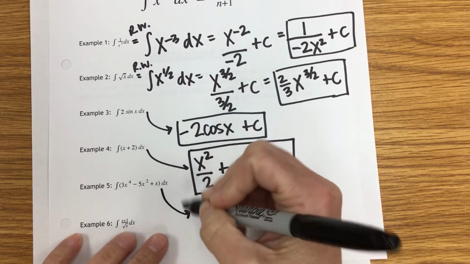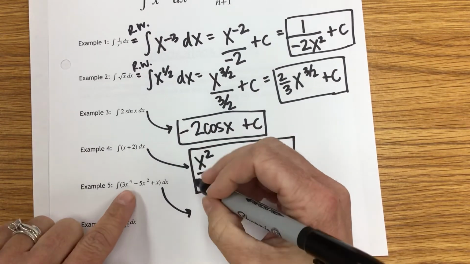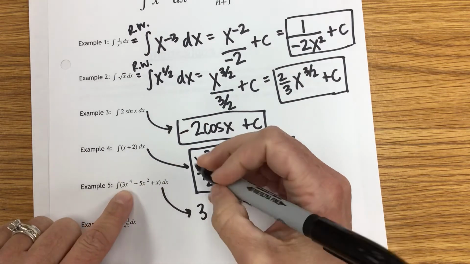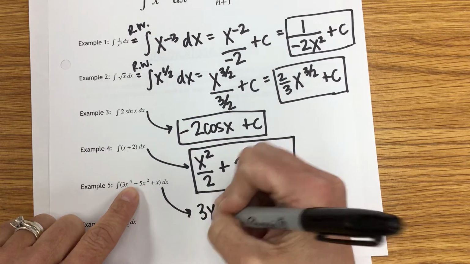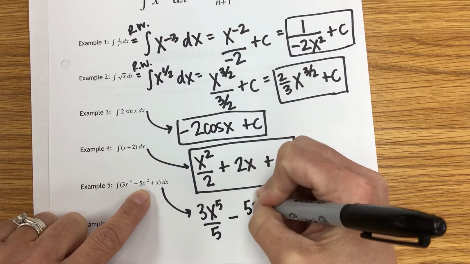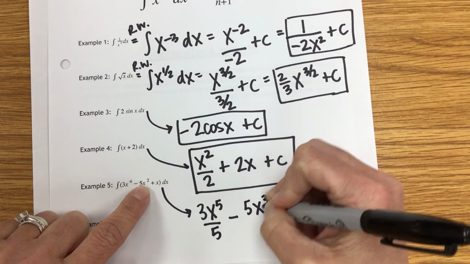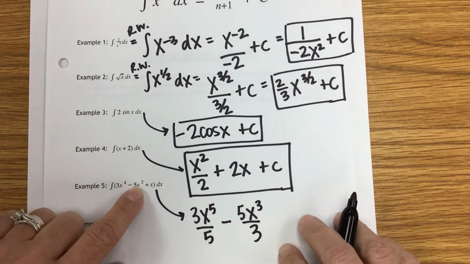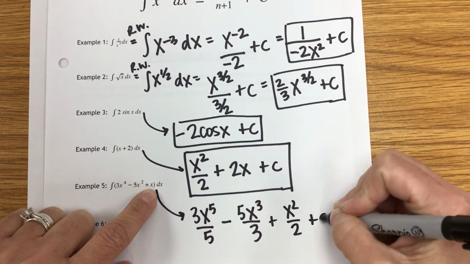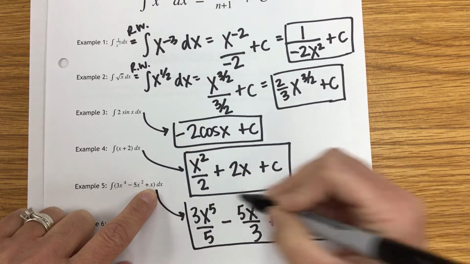Here I just have a bunch of antiderivatives to do. First would be, and the 3 just goes along with it, so x to the 4 would be x to the 5 over 5. And then 5 x to the 2 becomes x to the 3 over 3. And then x becomes x to the 2 over 2. So again, just applying that rule every time.